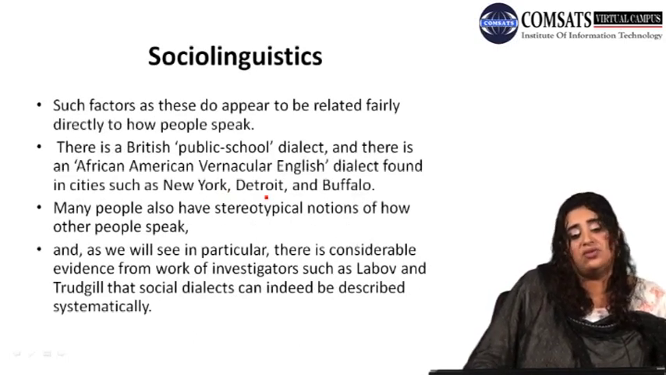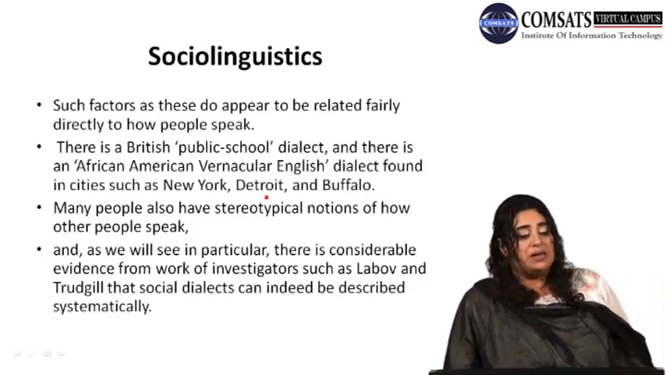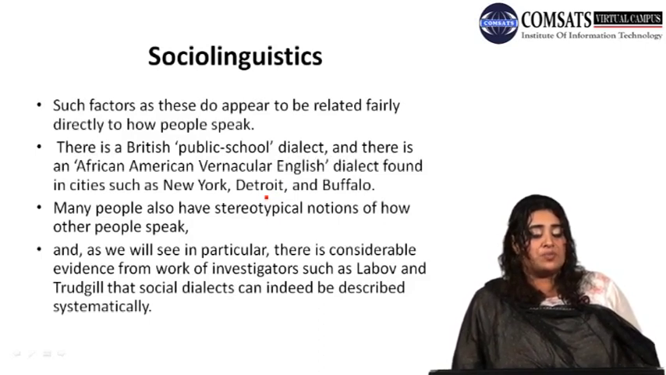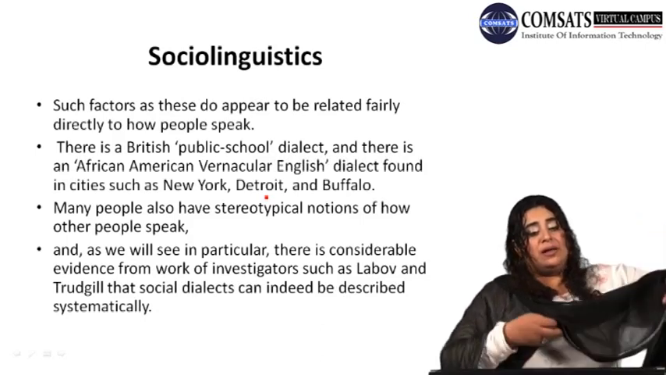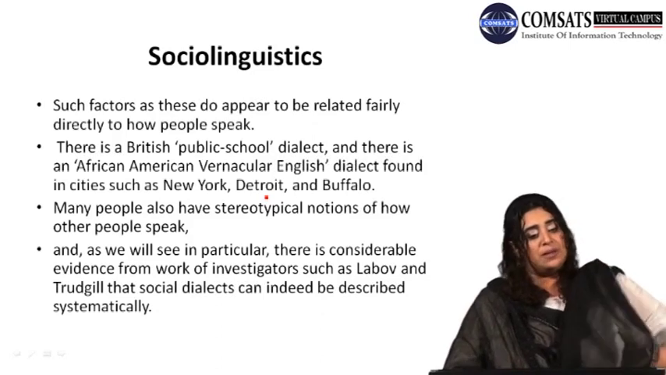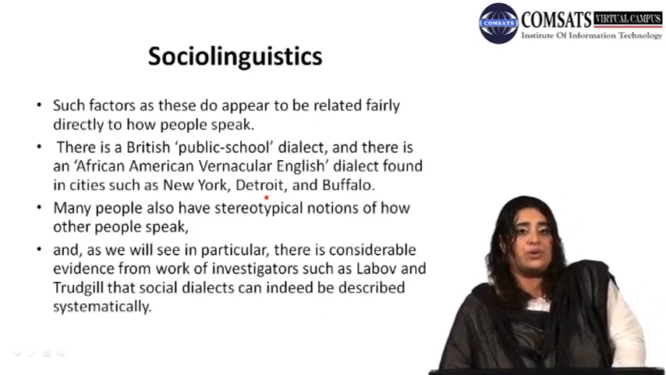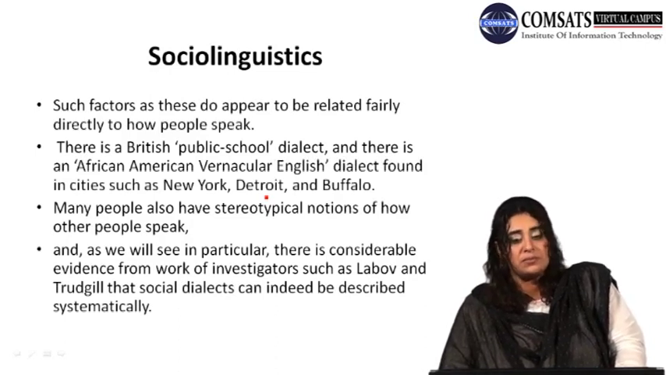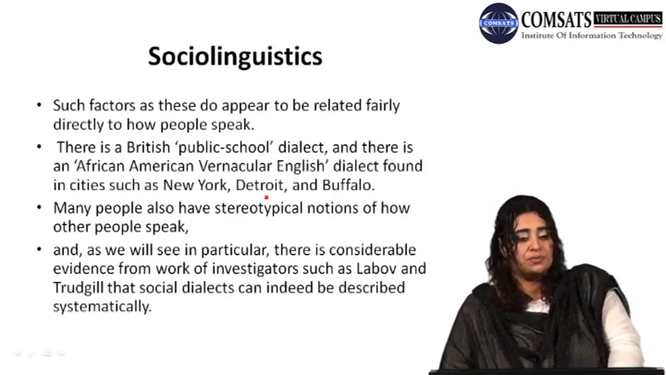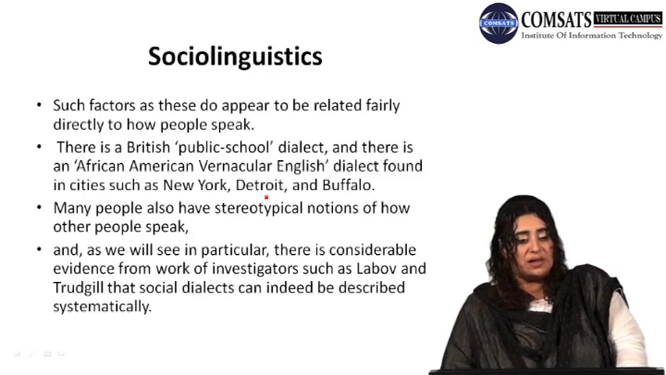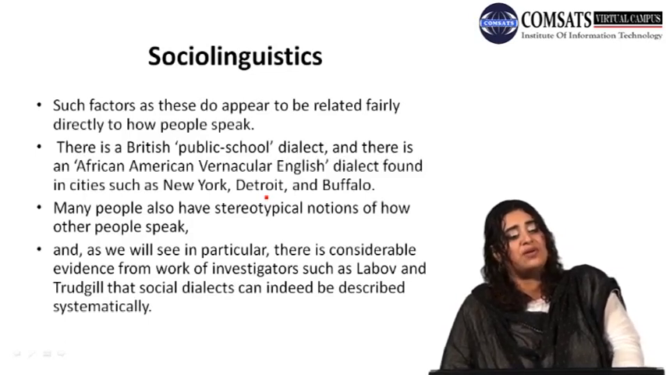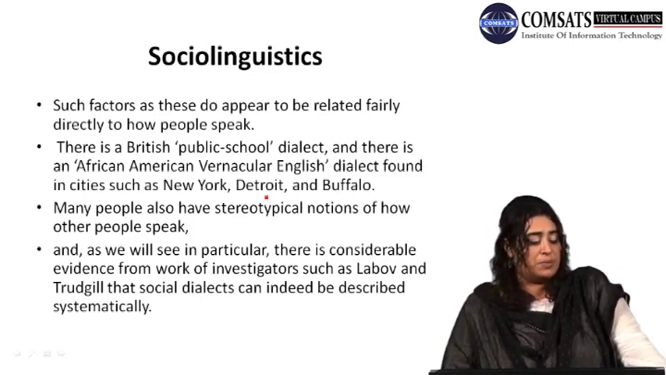So such factors as these do appear to be related fairly directly to how people speak, and there is a British public school dialect, and there is an African American vernacular English dialect found in cities such as New York, Detroit, and Buffalo. So these are states of the US and different cities there. So when we say that African American vernacular English is different from the British public school dialect, what do we mean by that?